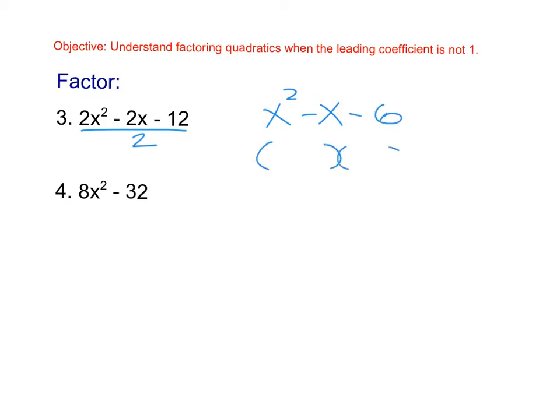And then that's an MC chart. We are multiplying to negative 6, combining to negative 1. Remember, there's an invisible negative 1. That's 2 and 3, where the 3 is negative to give us a negative 1. So x plus 2, x minus 3.